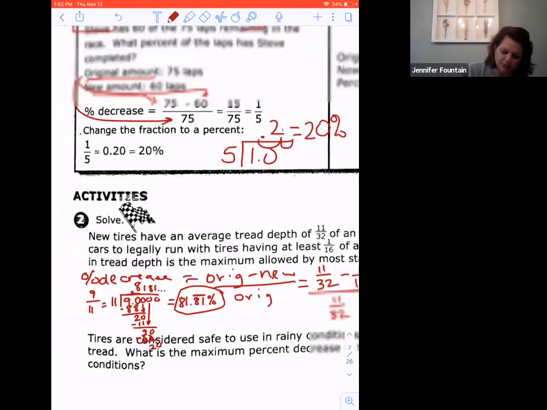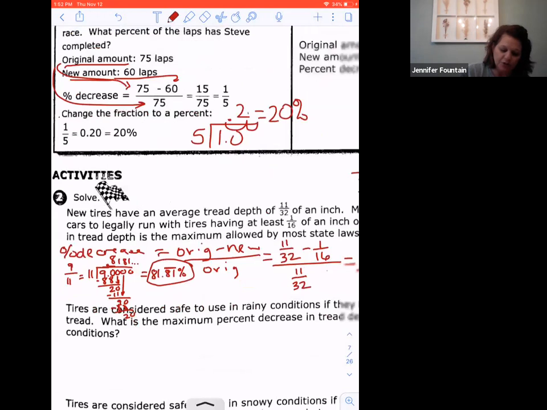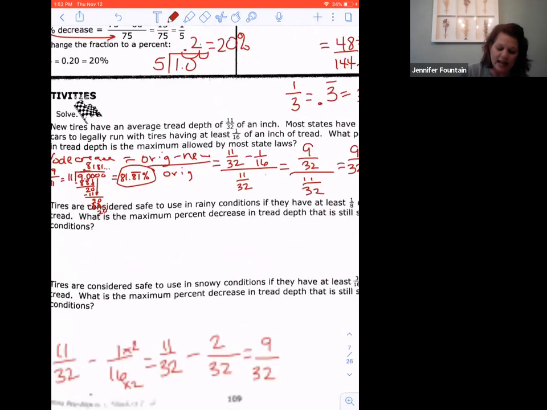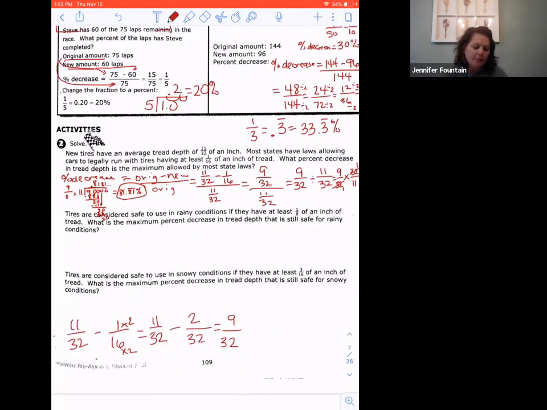All right, let's look at the next one. It says tires are considered safe to use in rainy conditions if they have at least 1/8 of an inch of tread. What is the maximum percent decrease in tread depth that is still safe for any rainy conditions? We're having to refer back to our original problem we just looked at, where new tires have a tread of 11/32 of an inch.